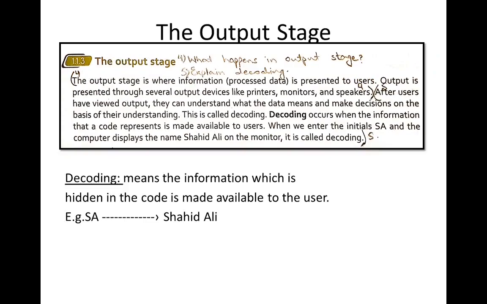Now students, the third stage which is involved in the data processing cycle is the output stage. The output stage is where information or processed data is presented to users. Output is presented through several output devices like printers, monitors, and speakers. After users have viewed output, they can understand what the data means and make decisions on the basis of their understanding. This is called decoding.